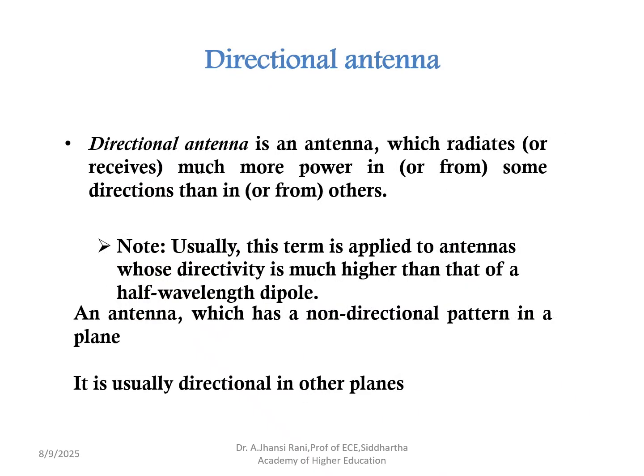The directional antenna radiates much more power in one direction than in others. The direction in which it reaches the maximum is taken as the direction of the directional antenna. Usually this term is applied to antennas whose directivity is much higher than the half-wave dipole. We can take the half-wave dipole as the reference antenna. An antenna which is non-directional in one plane may be considered directional in other planes.